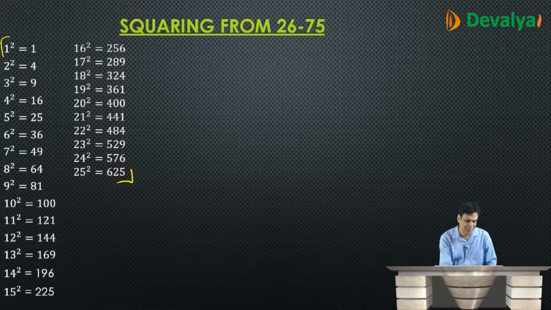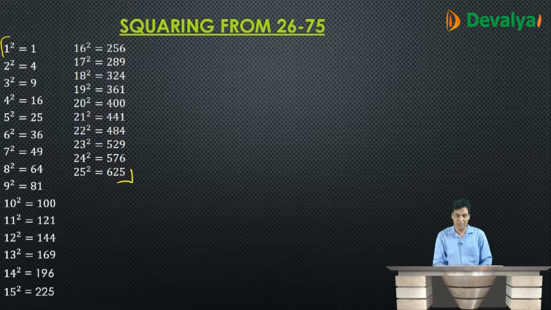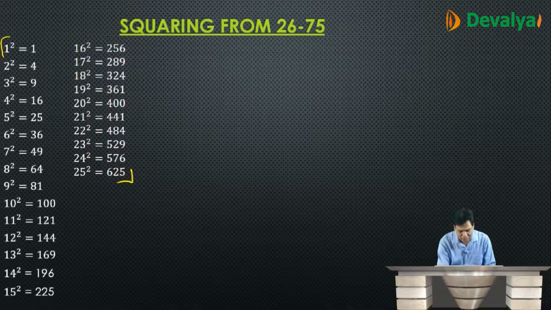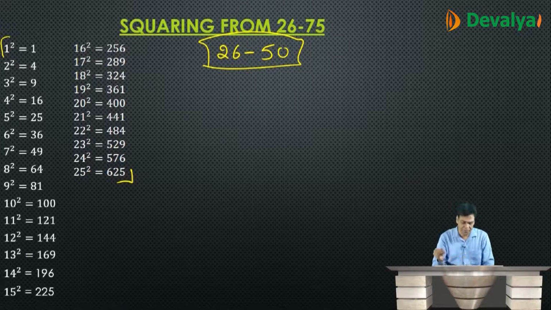Students, for that you must have by heart knowledge of the squares from 1 to 25. It's really very simple. If you know the squares from 1 to 25, you can calculate the squares from 26 to 125 easily in a fraction of a second. So, I am going to teach you how to calculate the squares from 26 to 50 first.